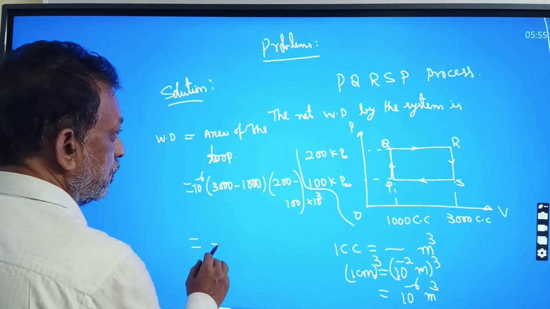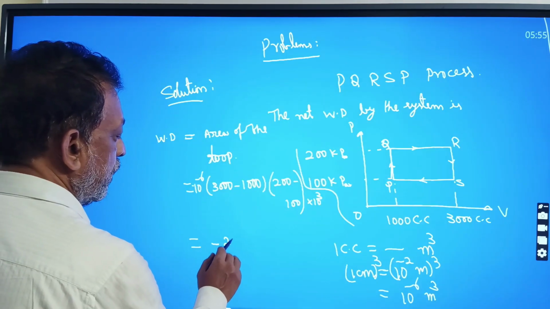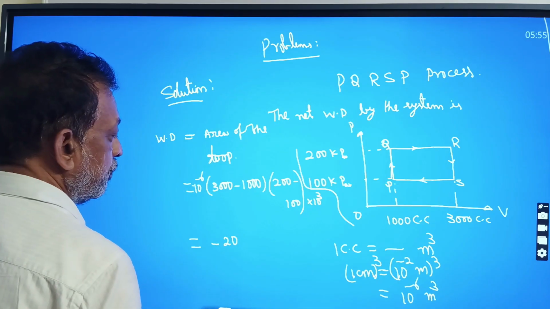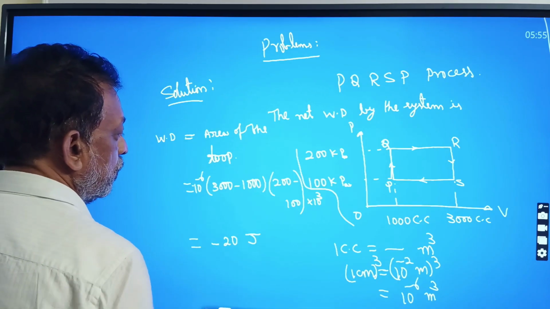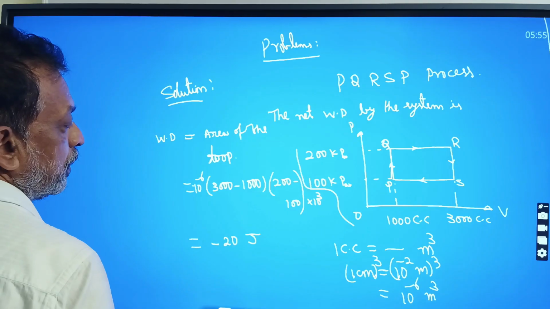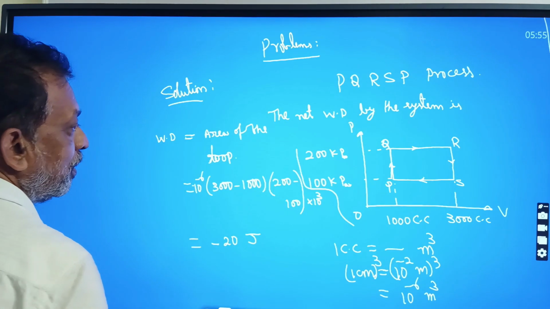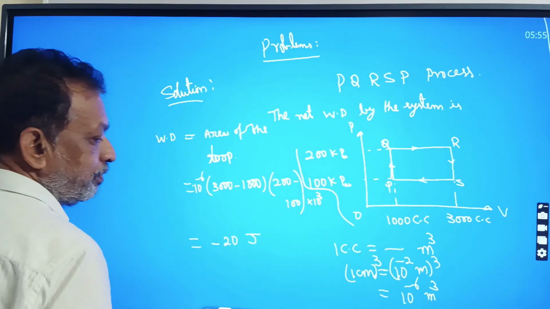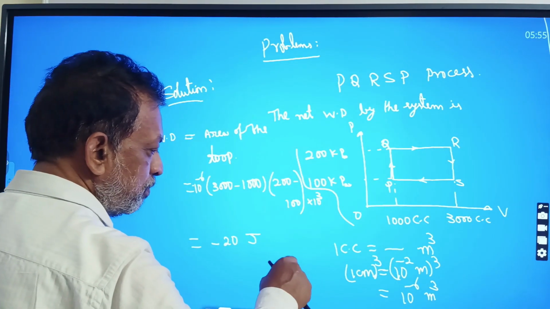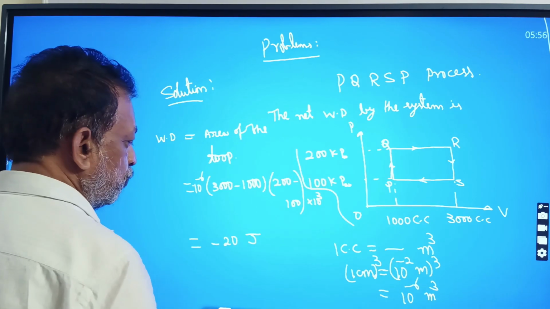The unit needed is joule. Is clockwise minus or plus? Clockwise is positive, anti-clockwise is negative.